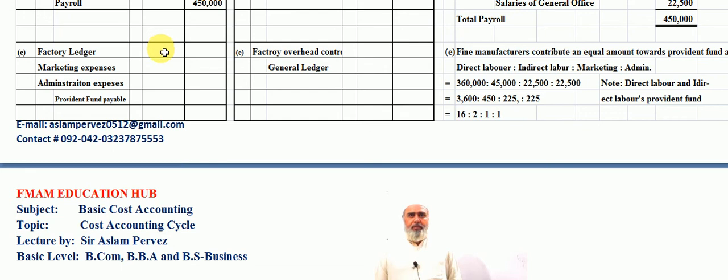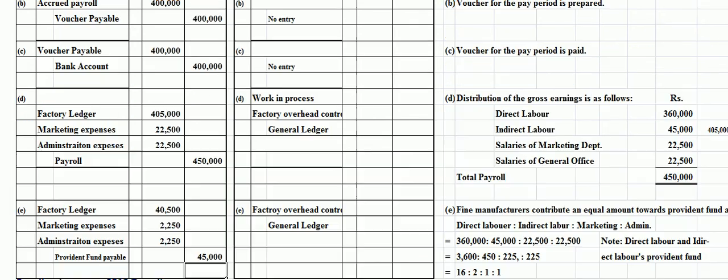Students, the factory's amount is 40,500 rupees, which is debited in the head office book. Now marketing expenses 2,250 rupees and also 2,250 rupees as admin expenses. The sum up is 45,000 rupees here. Students, these are the entries which are passed in the book of head office.